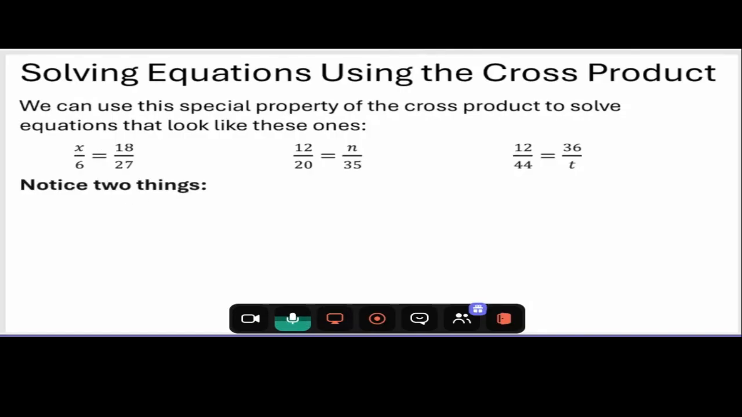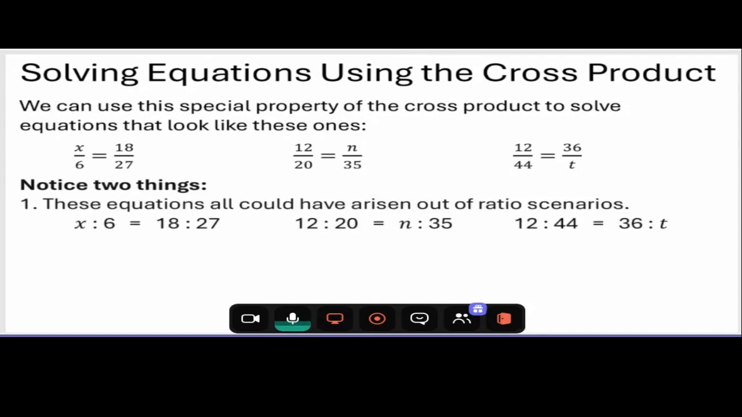So here's what we're going to do. Okay, here. Notice two things. These could have arisen out of ratio scenarios. So x over 6 equals 18 over 27 could have been the ratios x to 6 and 18 to 27. In other words, maybe you know your ratio of eggs to flour or whatever it is, cement and concrete, it's 18 to 27. And you want to know how much x to use if you have 6 of one of those things. So all three of these equations could have come straight out of ratio scenarios. We'll get to that next lesson.